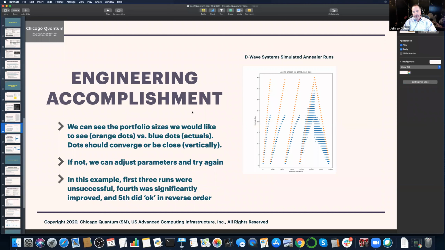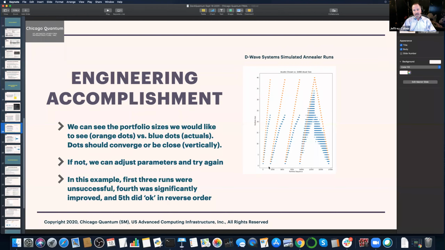Engineering accomplishment. So this is real. I ran this like 2 days ago. So this is a simulated annealer. It runs on your machine, not on D-Wave. So it's a simulator. And what happens is the orange dots are what we wanted it to give us. This was two stock portfolios all the way to 40. And the blue is what it actually gave. So this blue dot over here, excuse me, should have been way up here.